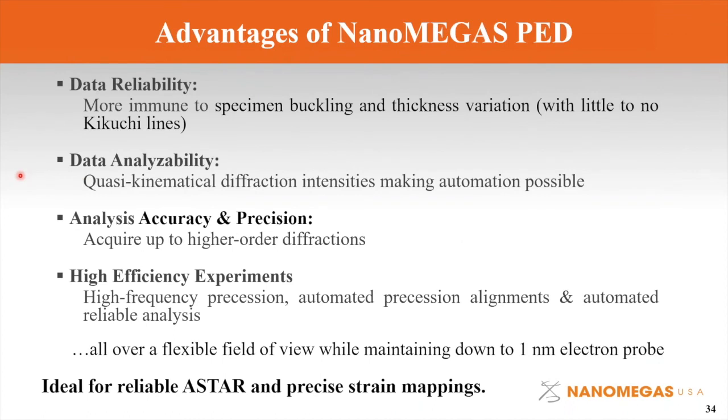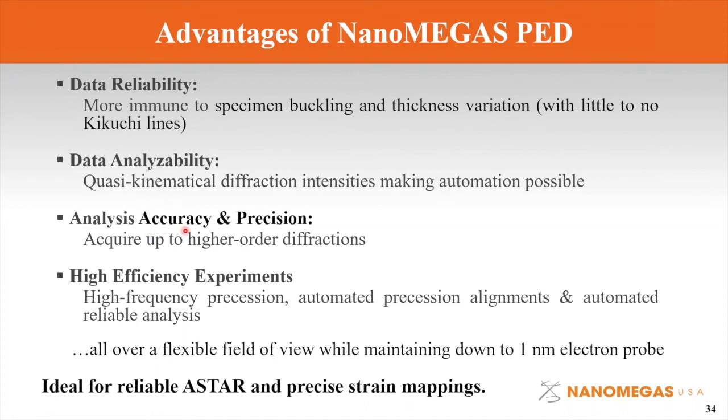Okay, so this is a summary of the advantages of the NanoMEGAS precession electron diffraction technique. The reliability is enhanced because precession helps to average out dynamic effect. So the data is more immune to specimen buckling, a little bit of thickness variation is okay. And the Kikuchi lines are got rid of. The data analyzability is pretty high. It's because the diffraction intensity is quasi-kinematical, so it makes the automation of a reliable data analysis possible.